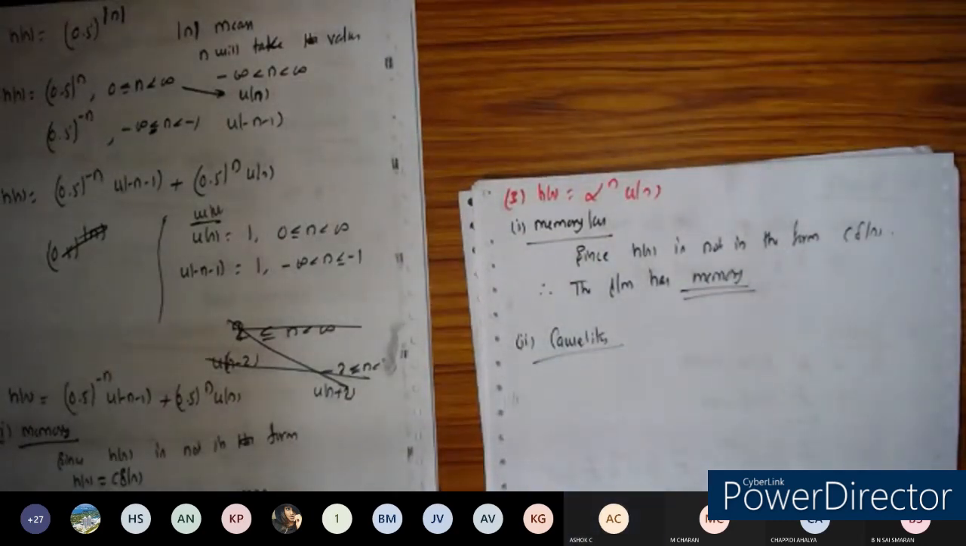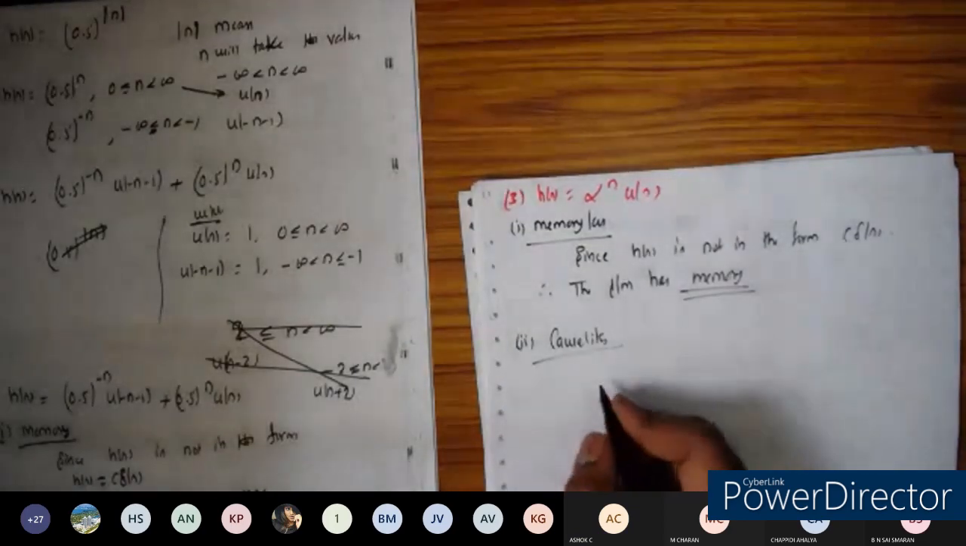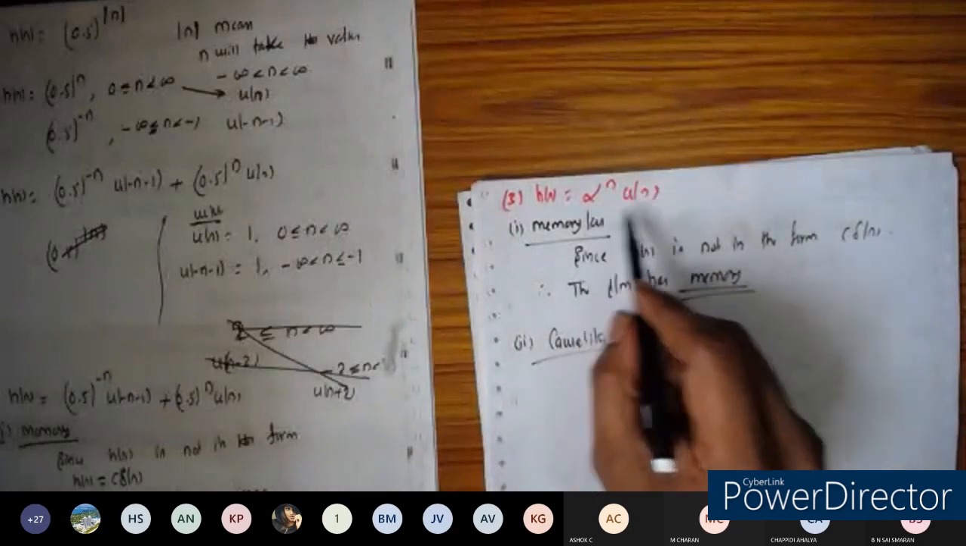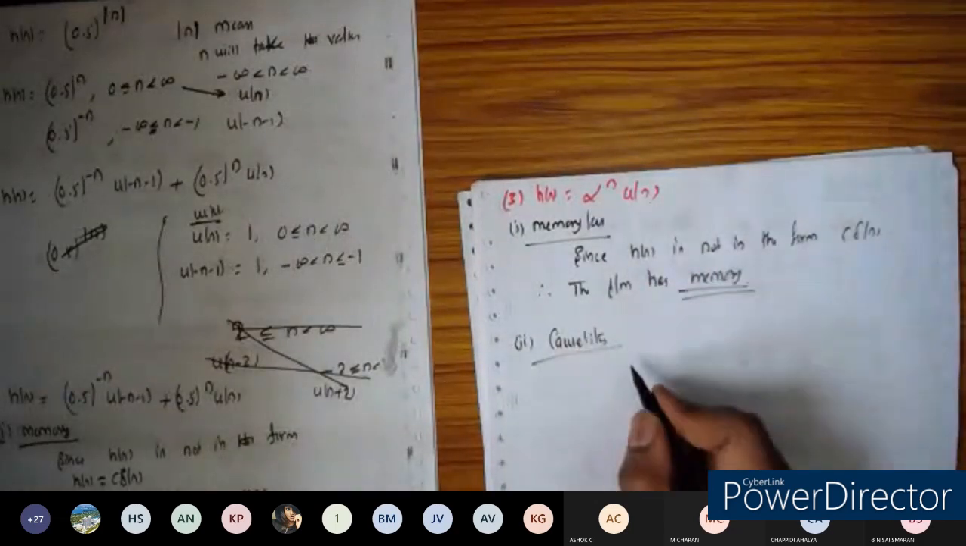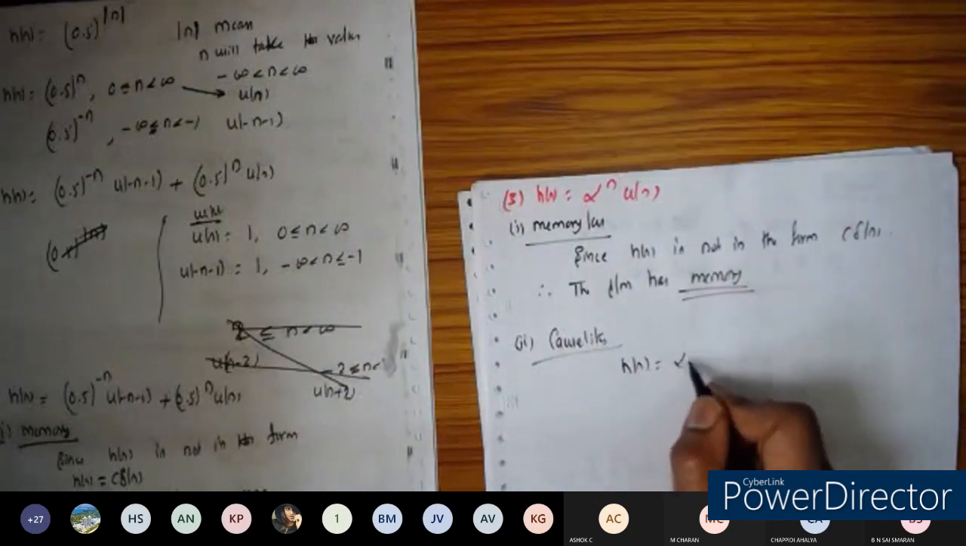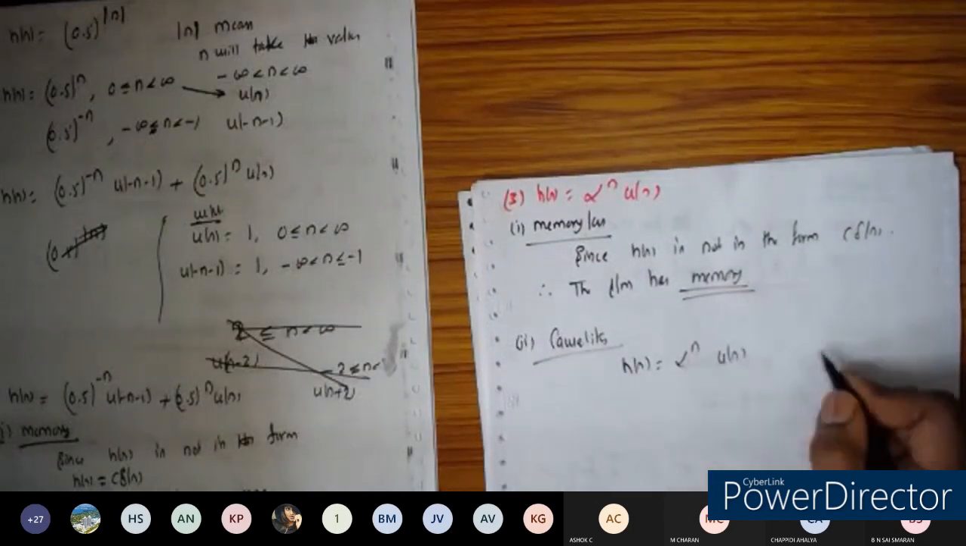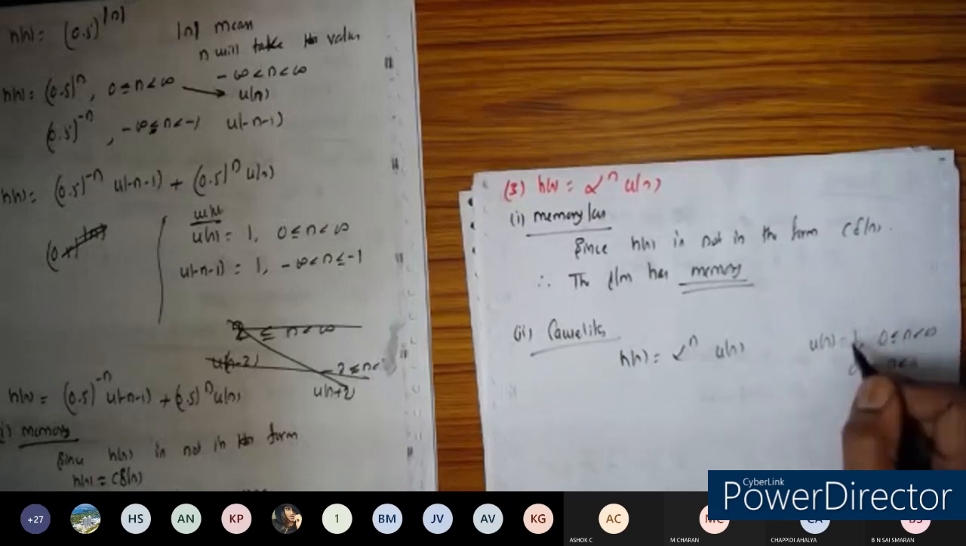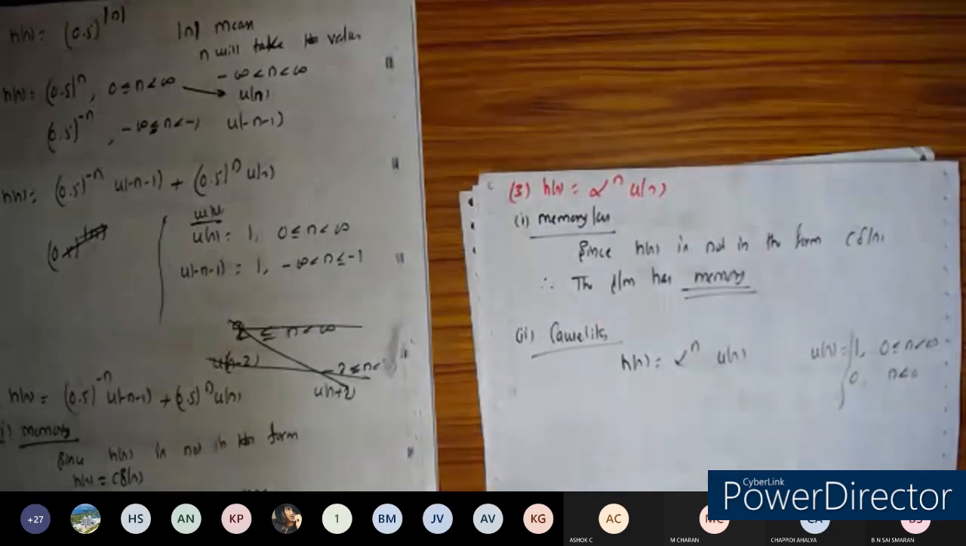Take the next one, called the causality property. For causality, h of n should be equal to 0 for n less than 0. Since u of n is there, we know that h of n is alpha to the power of n into u of n, as given, and you also know that u of n is equal to 1 for 0 less than or equal to n less than infinity, and 0 for n less than 0. So you know the causality property here, that u of n is a step function.